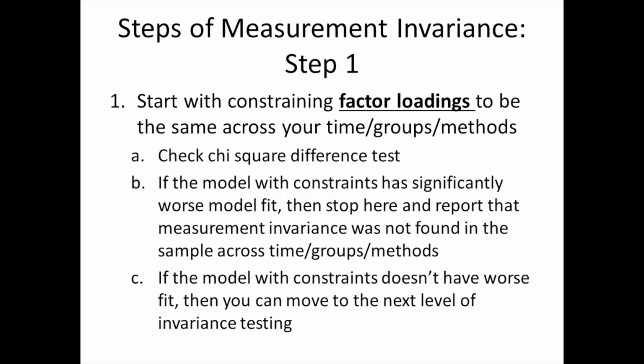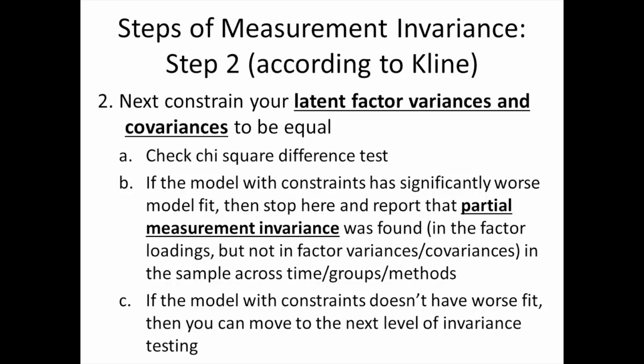You start with factor loadings, and if those can be constrained, model fit doesn't get significantly worse, then we move to step 2. Step 2, according to Kline, is to check the latent factor variances and covariances to be equal. And you would go through the same steps where you would constrain these, check the number of parameters that you're constraining, map those on a chi-square table, and then look at the chi-square absolute model fit between the two models and see if it gets significantly worse by placing these constraints. Actually, I don't usually follow this as step number 2, but that's what Kline suggests.